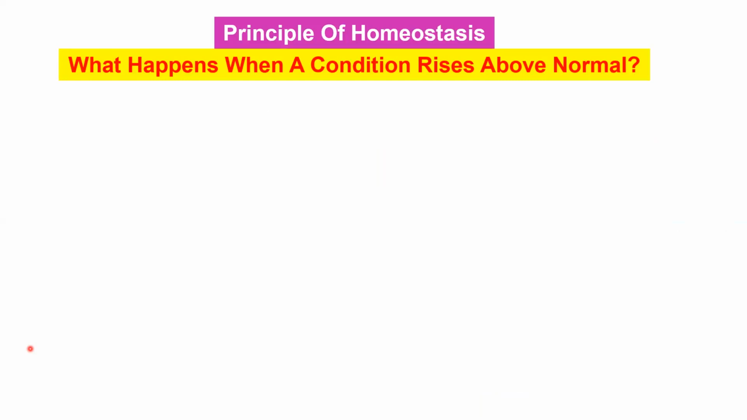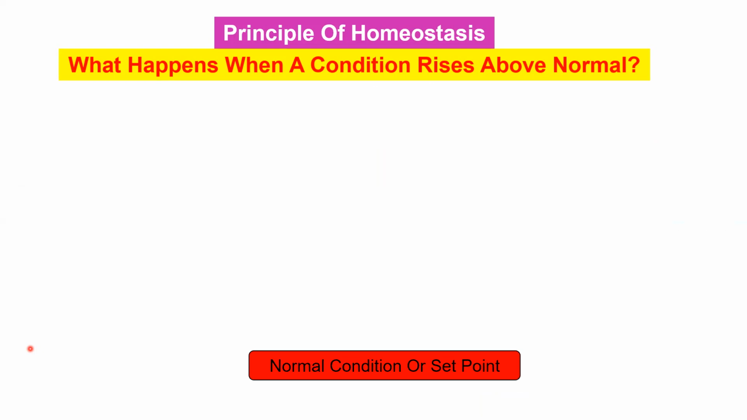Okay, so what will happen if any general condition is rising above the normal? That is the normal condition, or the set point. That is a keyword, set point. Normal condition is the keyword that should be in your answer. The examiner will appreciate the set point word.